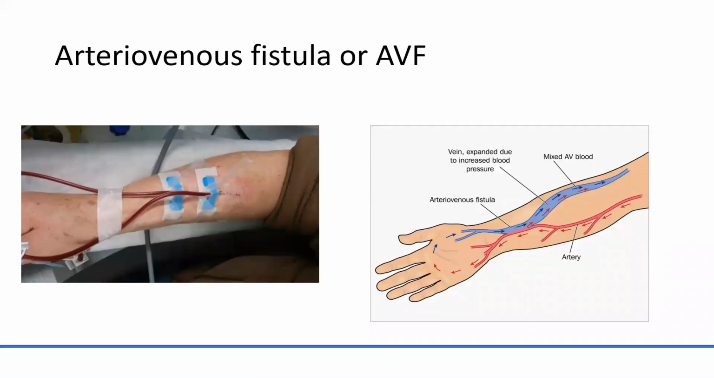It usually takes 6 to 12 weeks to mature. What that means is it takes 6 to 12 weeks for the vein in your arm to get big enough so that we can put the needles in to do dialysis. So one of the needles takes blood out of the body and it goes through the artificial kidney, and the blood is cleaned, and the clean blood then is put back into the body by that second needle. So the arteriovenous fistula is the gold standard for hemodialysis.